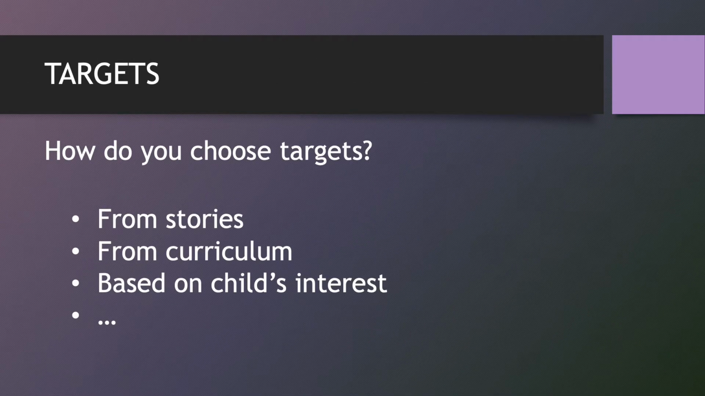Okay, let's start with targets. How do we choose which words we want to work on in our therapy sessions? We might choose words from stories that the children are reading in the classroom or at home. We might choose words from the curriculum, could be from their language arts text, could be from social studies or science text. And we also think about words and topics based on the child's interest. And there may be other things that you take into consideration when you're choosing targets.